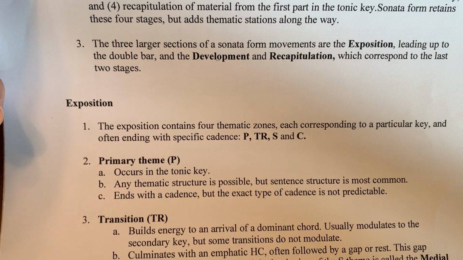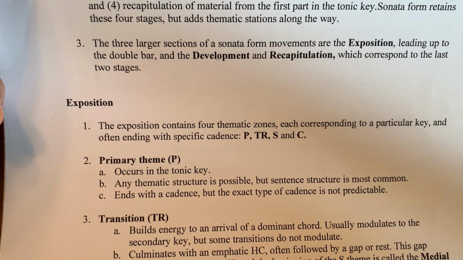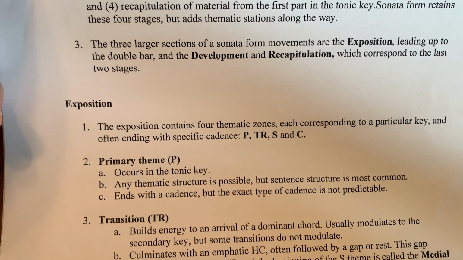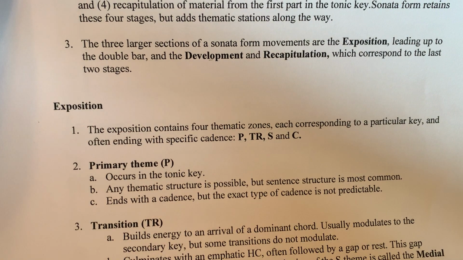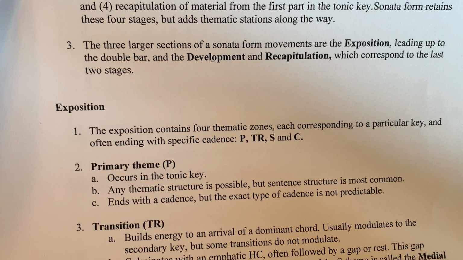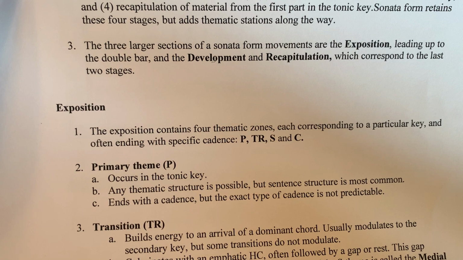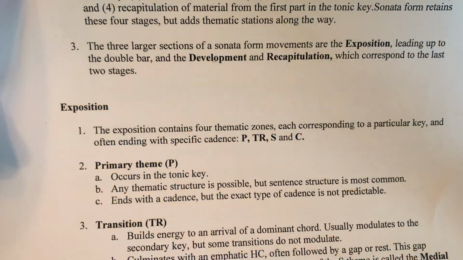All right, so the exposition will contain 4 thematic zones. Each will correspond to a particular key. And oftentimes there's a particular cadence that ends these different thematic areas. So the 4 areas are P, transition, S, and C.